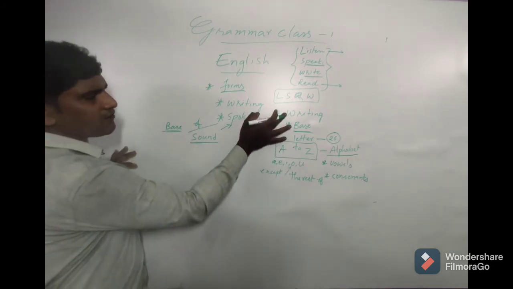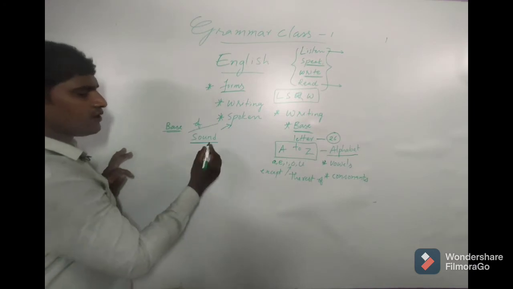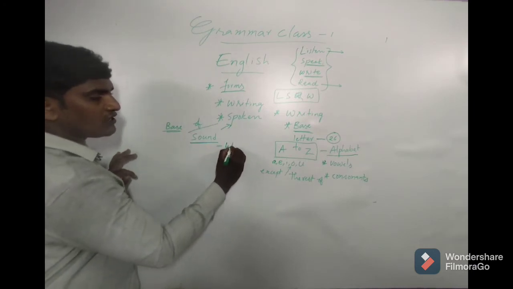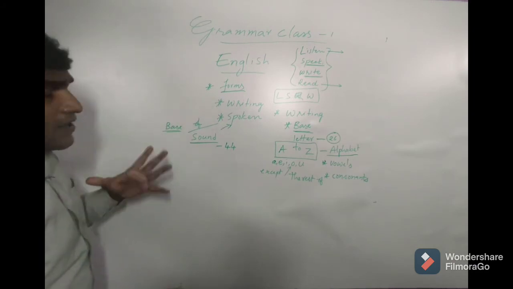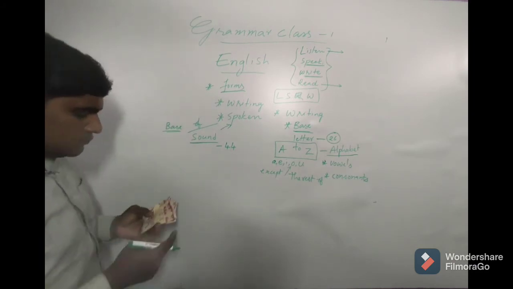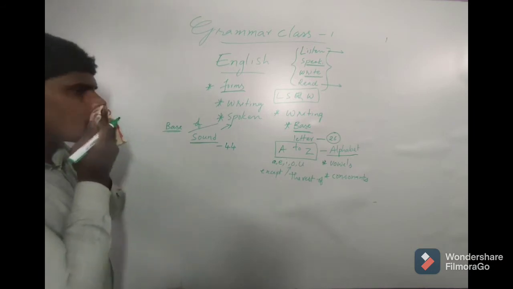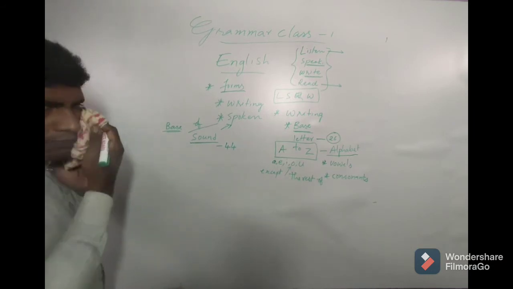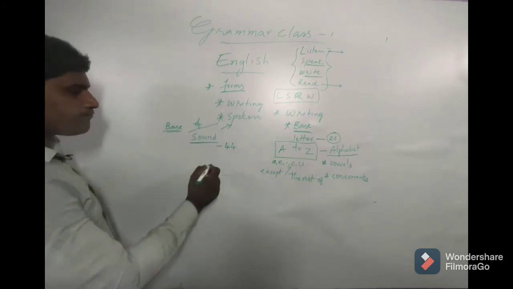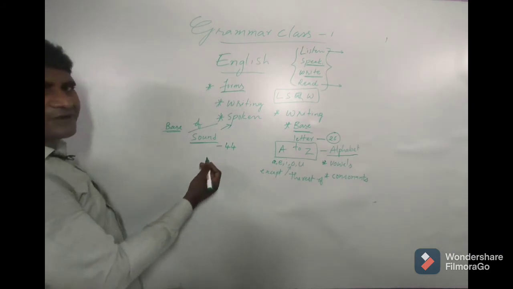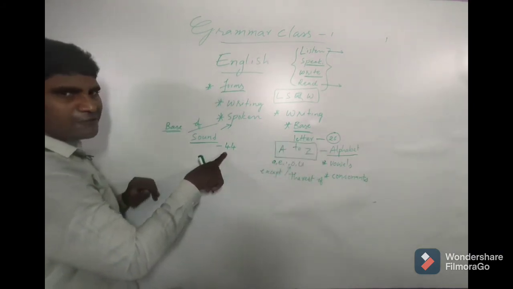In the same way, for the writing form, we have letters. They are 26. In the same way, for the spoken form, we have 44 sounds. How many sounds do we have? We have 44 sounds. See there: 26 letters, 44 sounds.